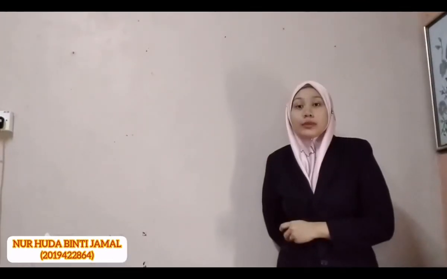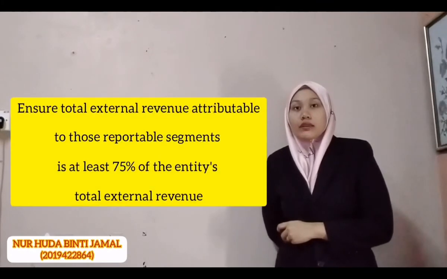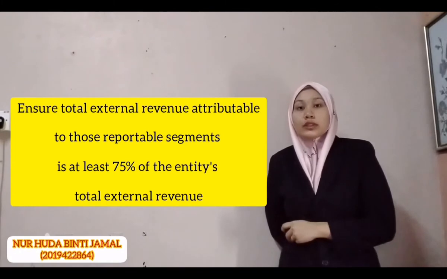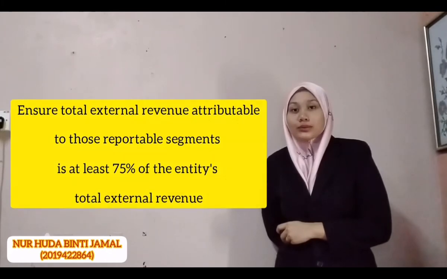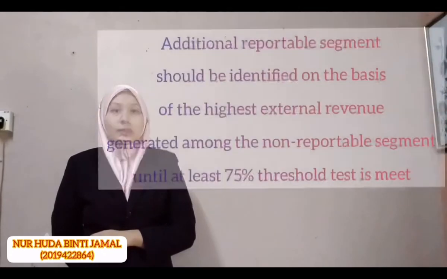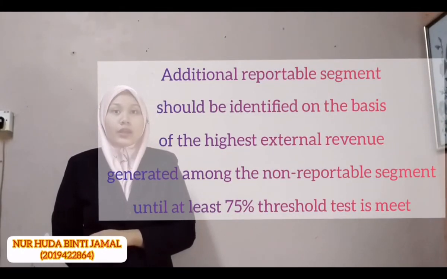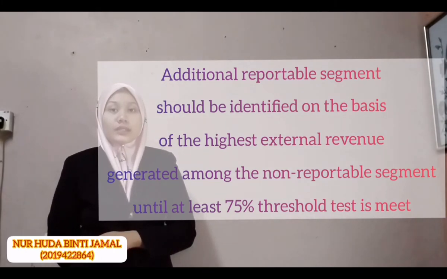After determining the reportable segment, the entity should ensure that the total external revenue attributable to the reportable segments is at least 75% of the entity's total external revenue. When the 75% threshold test is not met, additional reportable segments should be identified on the basis of the highest external revenue generated among the non-reportable segments until at least the 75% threshold test is met.